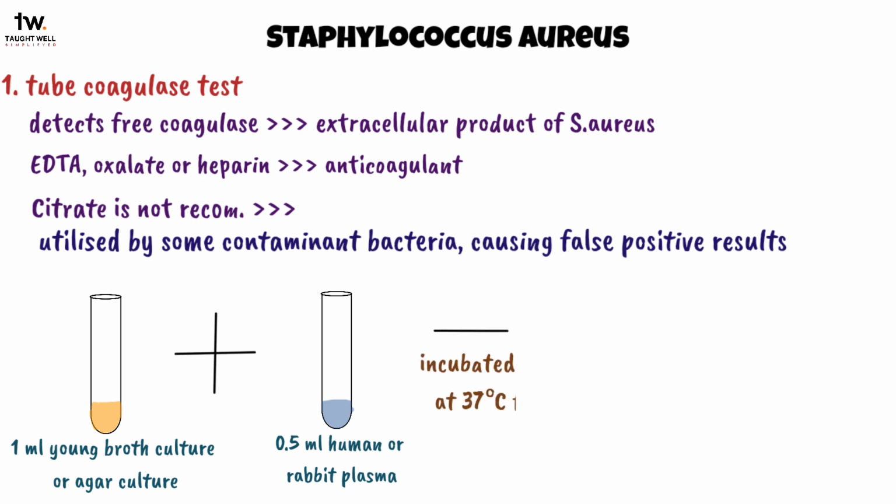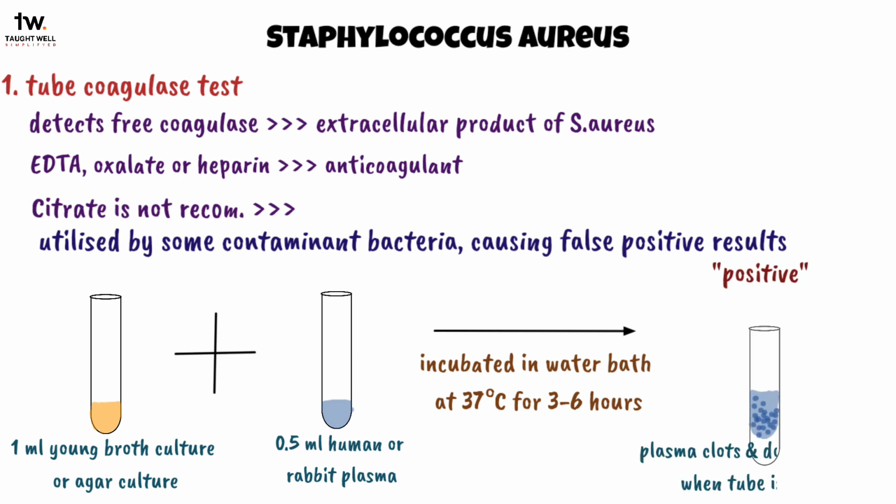The tubes are incubated in a water bath at 37 degrees Celsius for 3 to 6 hours. If positive, the plasma clots and does not flow when the tube is tilted. Continued incubation is not recommended as the clot may be lysed by the fibrinolysin formed by some strains of Staphylococcus.